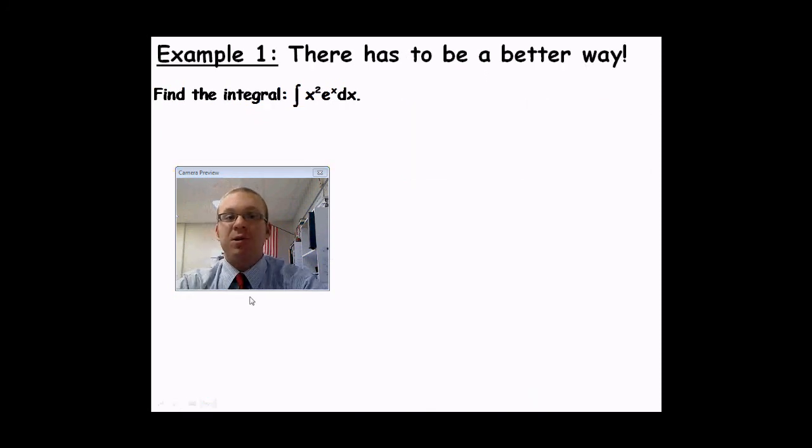And on to the new material. Okay, so example 1, there has to be a better way, right? And there is a better way. And that better way is using a table. So here's what we're going to do.